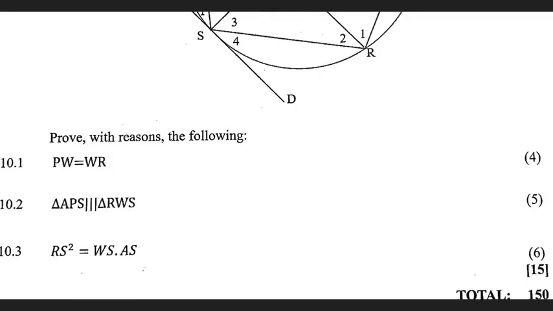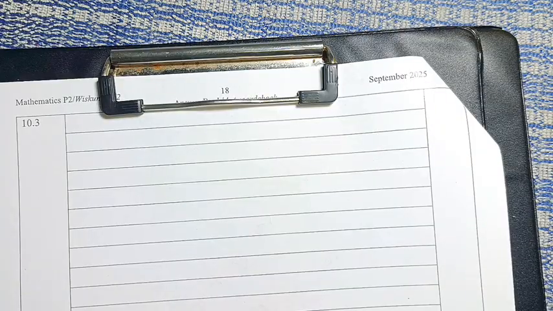10.3 RS square is equal to WS multiply AS. Now the last question is quite interesting. We need to use the similarity from 10.2. So we already proved that the two triangles are similar. So we need to write the ratio of corresponding sides. Since the triangles are similar, the ratio of corresponding sides is equal.